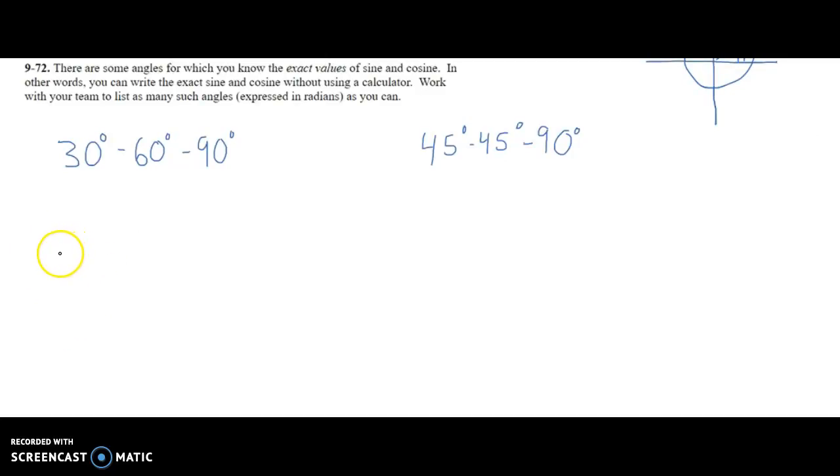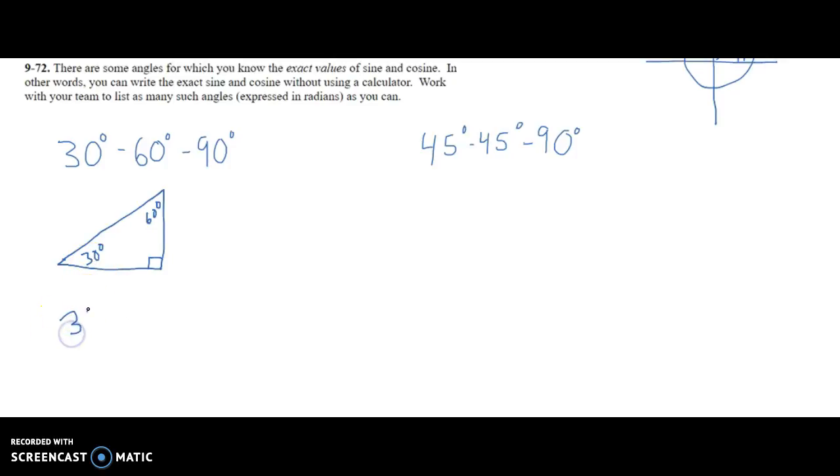So let's draw a 30, 60, 90 triangle. Of course, not to scale. If we say this is a 30, 60, 90 triangle, one thing we might ask is, if this is 30 degrees, what would it be in radians? Because we are being asked to work with the team to list as many such angles expressed in radians as we can. So how many radians is this?